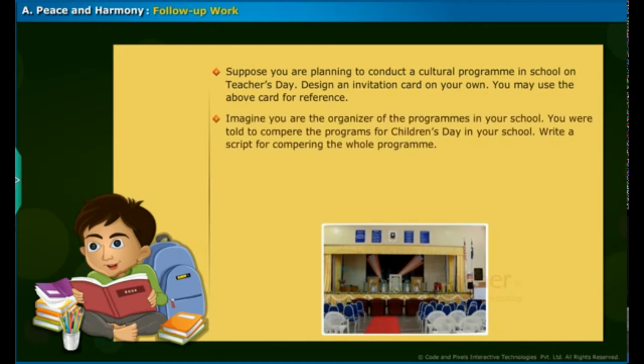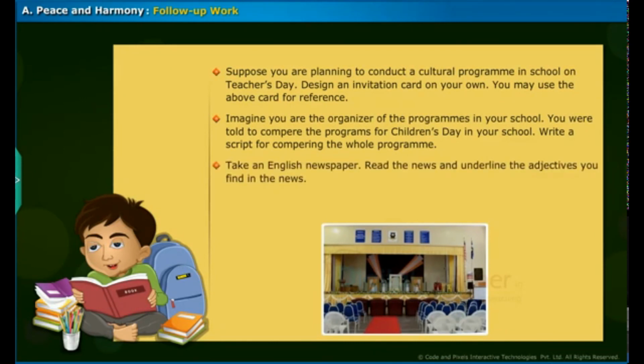Imagine you are the organizer of the programs in your school. You were told to compere the programs for Children's Day in your school. Write a script for compering the whole program. Take an English newspaper, read the news and underline the adjectives you find in the news. Gather a few of your friends and perform the role play of the story Peace and Harmony.